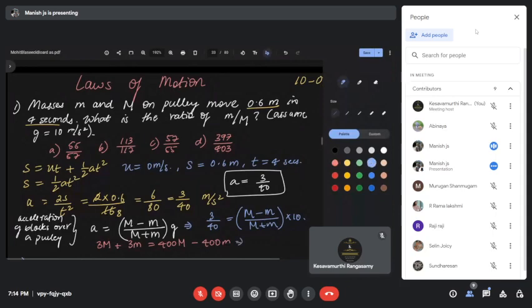So what is small m by capital M then? 397 upon 403, isn't it? This is what you will get as the ratio once you simplify it. I hope it is clear. This is how we have to approach this question. Okay, is it clear everybody?